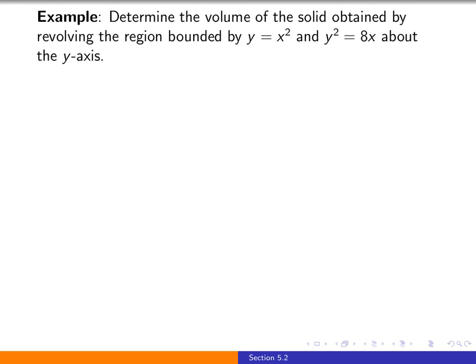Let's determine the volume of the solid obtained by revolving the region bounded by the curves y equals x squared and y squared equals 8x about the y-axis in this case. So let's go ahead and sketch a picture of what's going on.